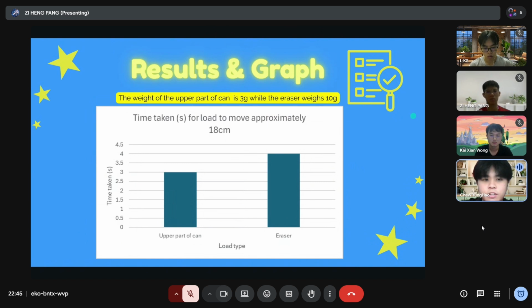And this is the result in a graph. The weight of the upper part of the can is 3 gram, while the eraser weighs 10 gram. And the time taken for the load to move approximately 18 cm. So you can see in the graph that is shown.